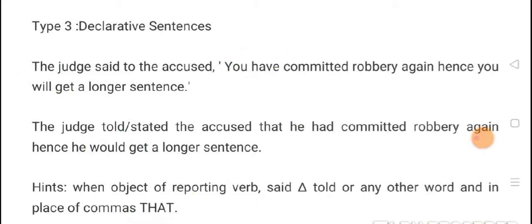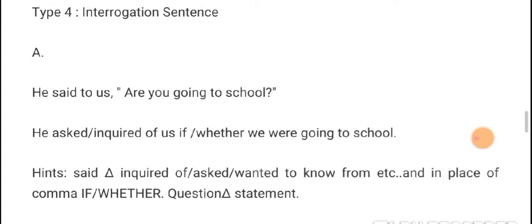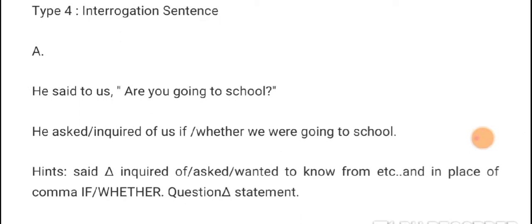This is type 3, declarative sentence. That might be negative also. You have not committed robbery. So you can just say he had not committed robbery, like that, or meaning will be changed. So there might be negative sentence also, but here this is only declarative sentence, that is positive sentence only. Now we'll talk about interrogative sentence.